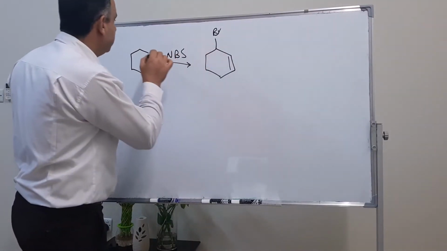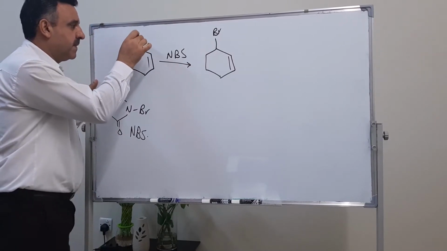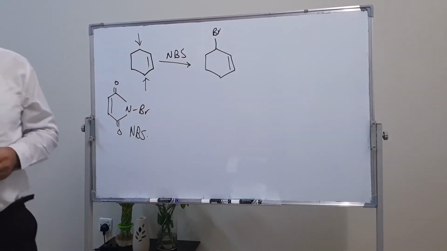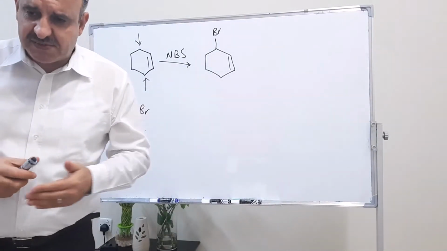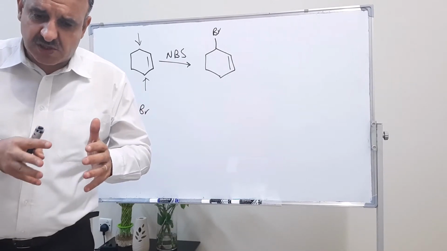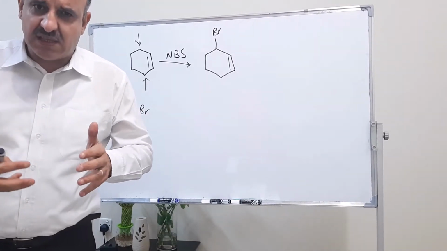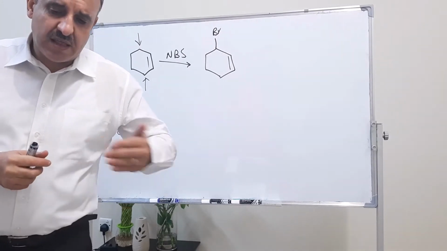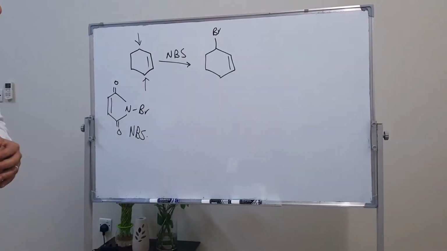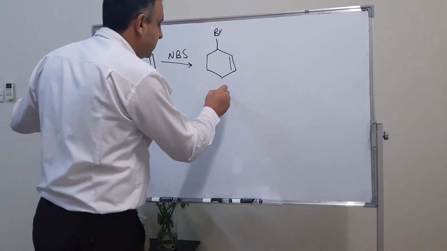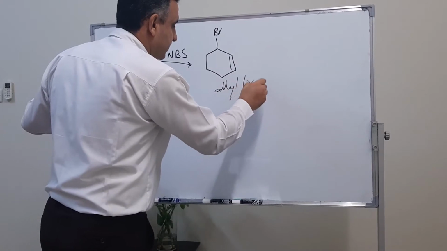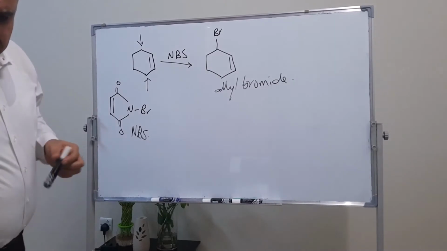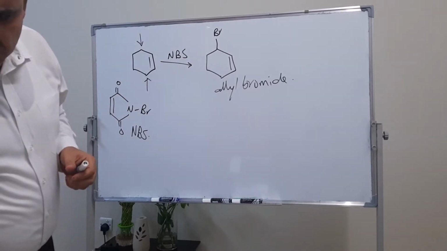The allylic position is going to be brominated, either this one or this position, because as we have explained in the previous lecture, the allylic intermediate is the most stable radical, and therefore the reaction will lead to the formation of allyl bromide. Allyl bromide. You follow me? Now regarding the mechanism, we are going to skip it due to the time limitation.